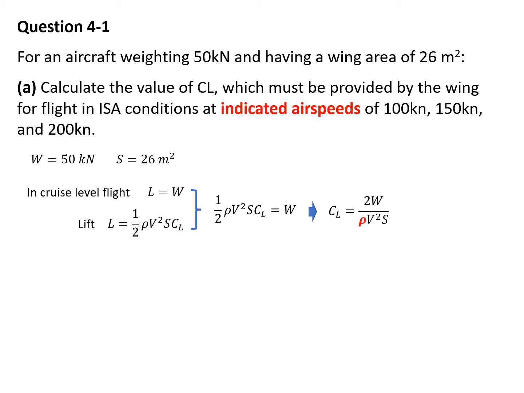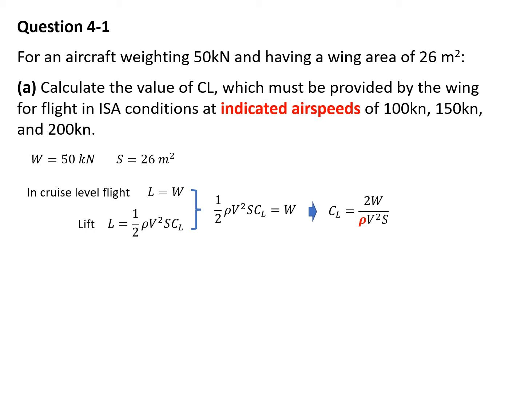We have the weight W, and also we know the speed, and also we know the area S, and we don't know the density. So how can we figure out the density? That's a question. And probably you already noticed I highlighted indicated airspeeds in the question itself. So what does that mean?